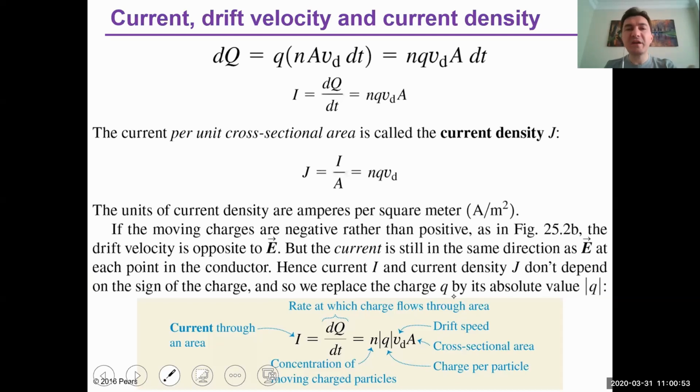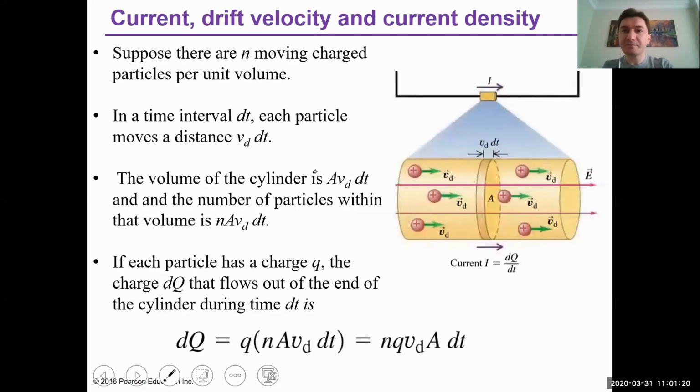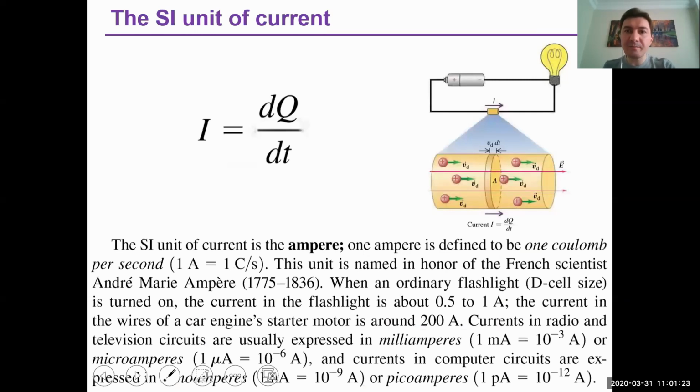So we continue with the current, drift velocity, and current density relation. What is current density? Here we have current. The current density is given by current per area. Current per area is called current density. For example, here what you see is very small cables. Let's consider very small cables.